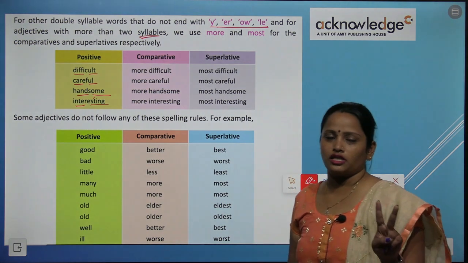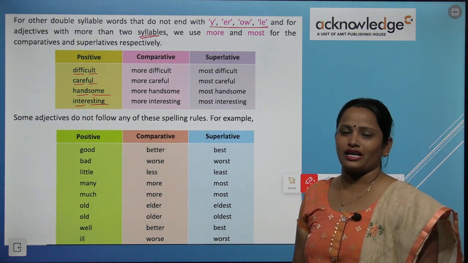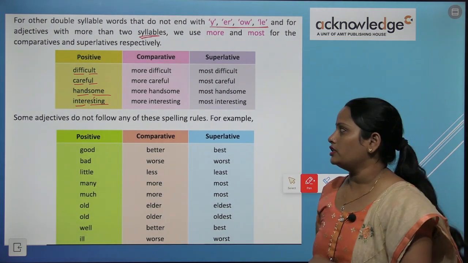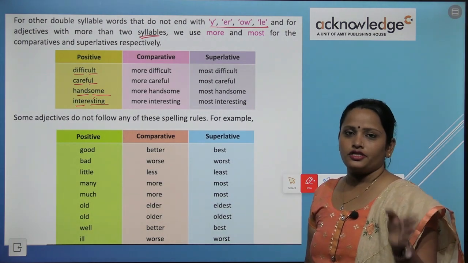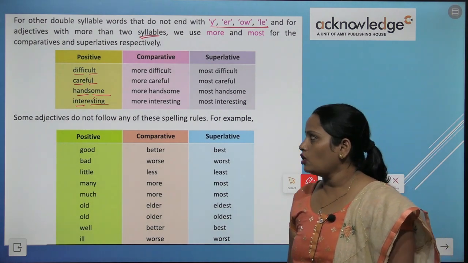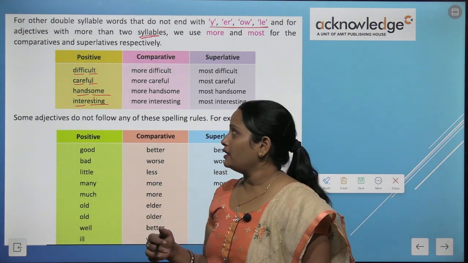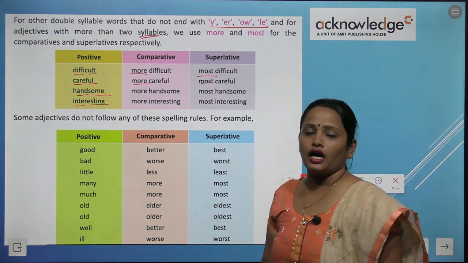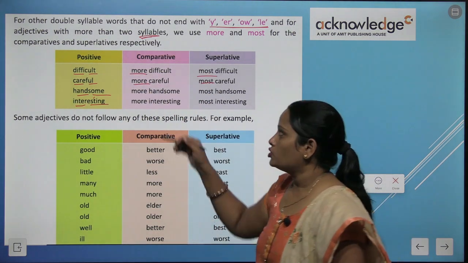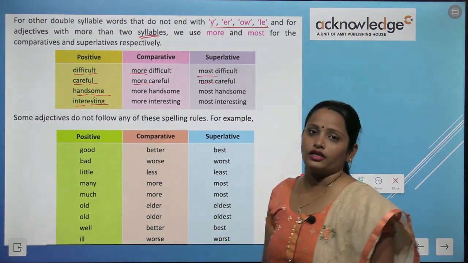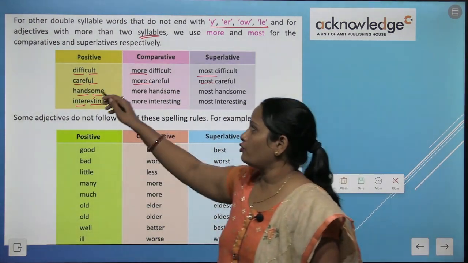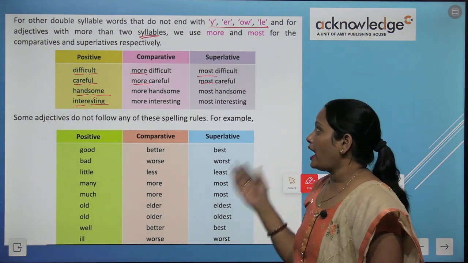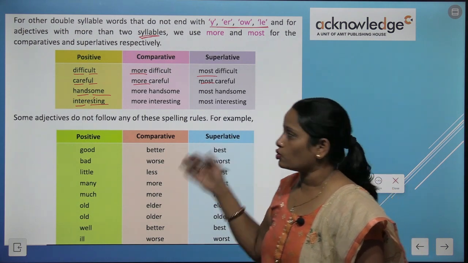So यहाँ पे क्या है, 2 syllable का यूज किया गया. 2 बार में हम इन वर्ड्स को बोलते हैं, एक बार में डिफिकल्ट नहीं बोल देते. Difficult, careful, handsome, interesting. So ये जिसमें भी 2 syllable है उसमें हम क्या करते हैं, more या फिर most लगा देते हैं उनसे पहले. So difficult becomes more difficult or most difficult, careful becomes more careful or most careful, handsome becomes more handsome and most handsome, and so on.